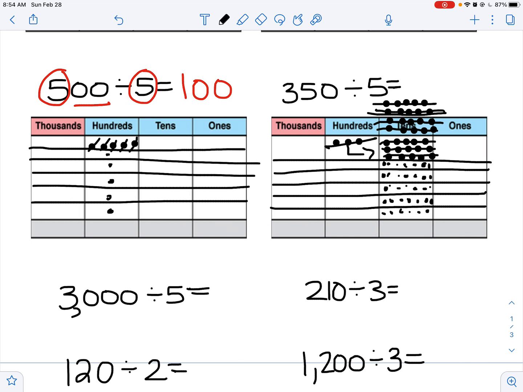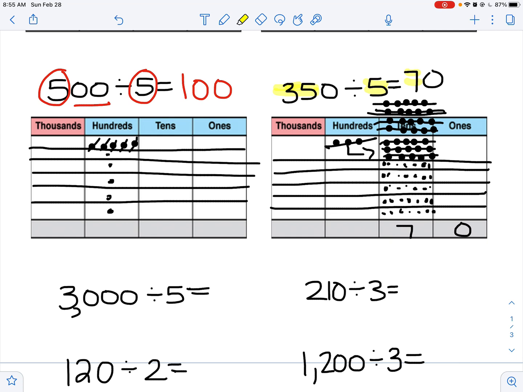1, 2, 3, 4, 5. So I parceled them out, no remainders. And if I look, I've got 7 tens, 0 ones, and 0 hundreds. So my quotient is 70. Well, look, we could have done this a lot easier if we just looked at 35 divided by 5. If you know 35 divided by 5 equals 7, because you can count by 5s to 35, then you know 350 divided by 5 equals 70.